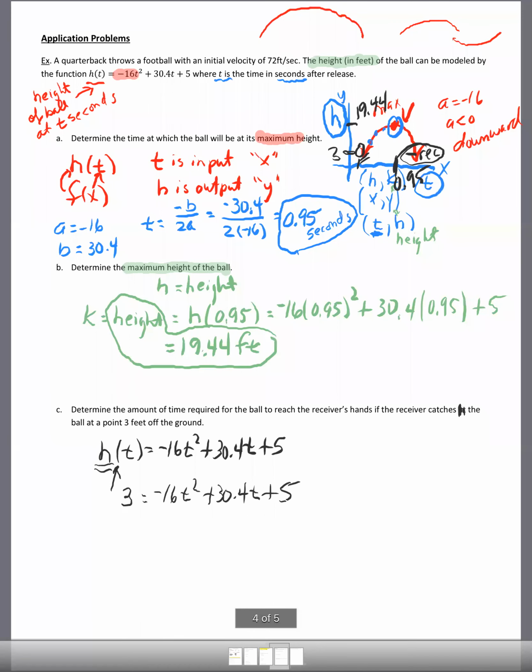Now, I'm not going to attempt to factor this thing. Regardless, I know that this side needs to equal 0, so let me subtract 3 from both sides. That 3 will subtract from the 5, and that'll give me a 2. And now I need to solve for t.